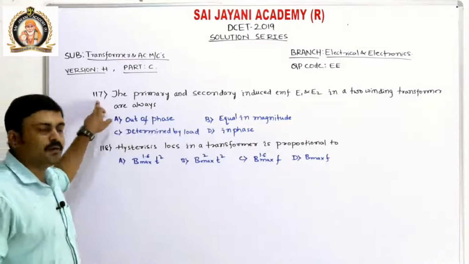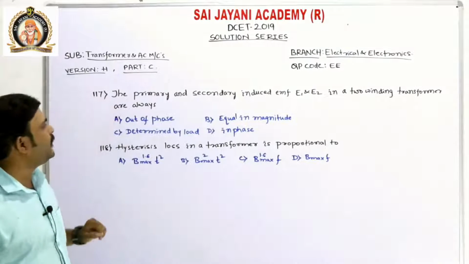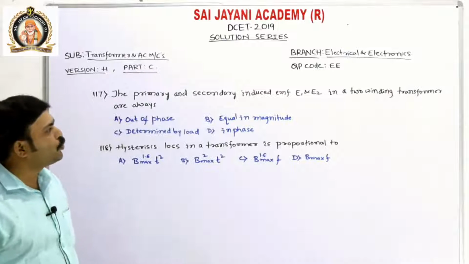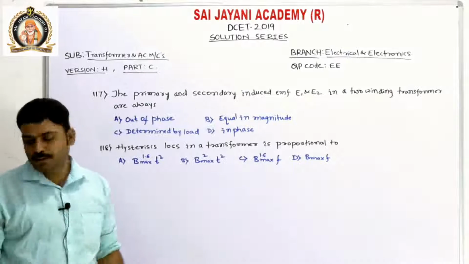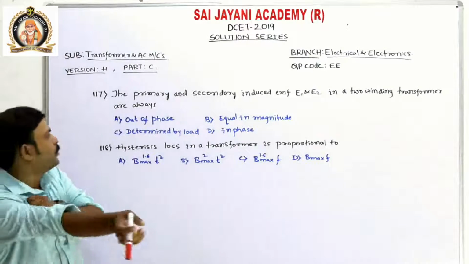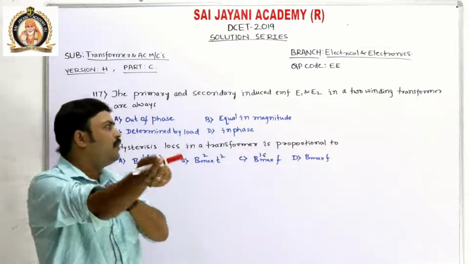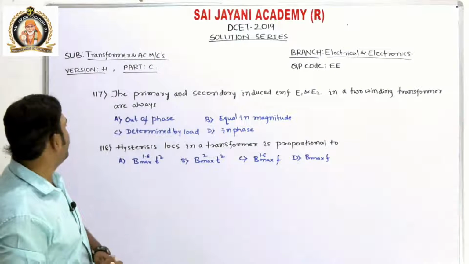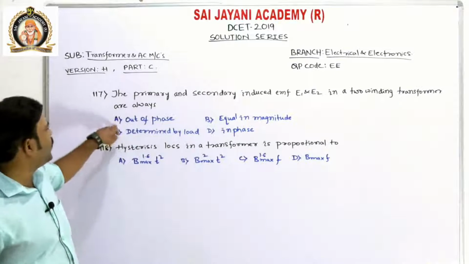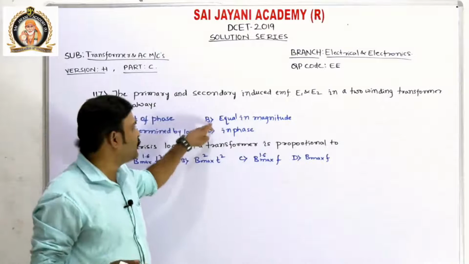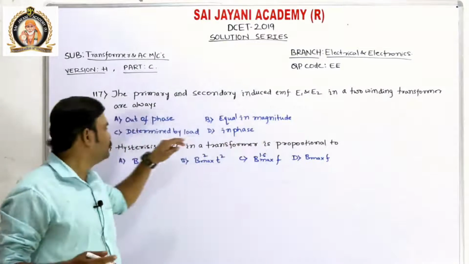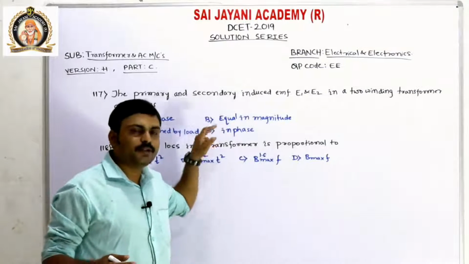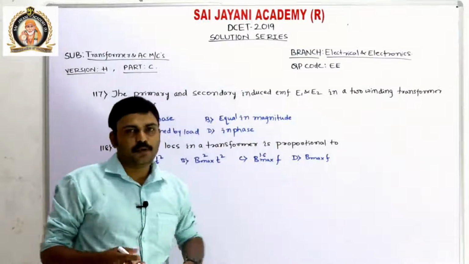Okay, so the subject is transformers and AC machines. See question number 117. The primary and secondary induced EMF E1 and E2 in a two winding transformer are always, okay. First option is A, out of phase. Second option is B, equal in magnitude. Third option is C, determined by the load. Fourth option is D, in phase.